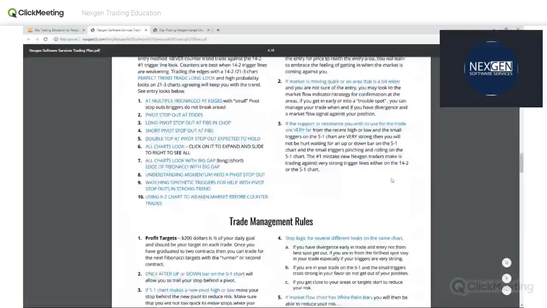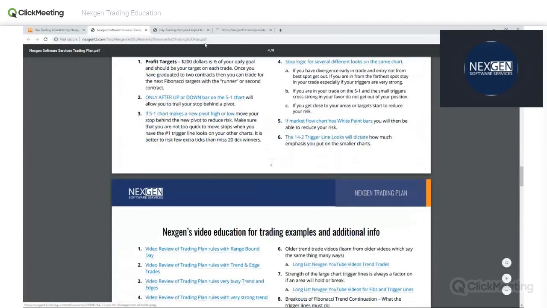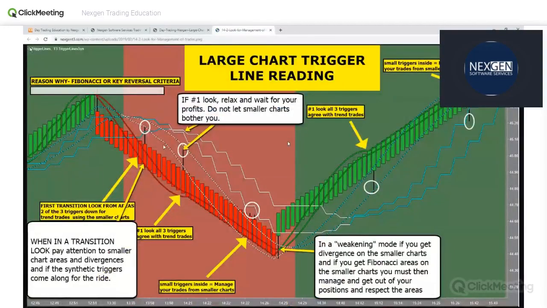Look, I'm going to go to management of trades. Watch. The management of trades is the exact same thing, Milby. If you're in a transition, you're going to pay attention to smaller chart areas and divergences. And if the synthetic triggers don't come along for the ride in a transition, the small chart could make you stop doing 5-1 trend trades. If you're in a number one look, meaning all three trigger lines are going down and the smalls are below, you don't have to worry about the small charts terminating a trend or a trade.